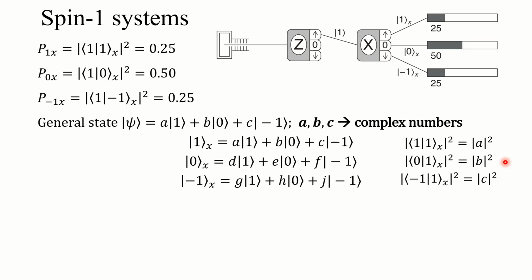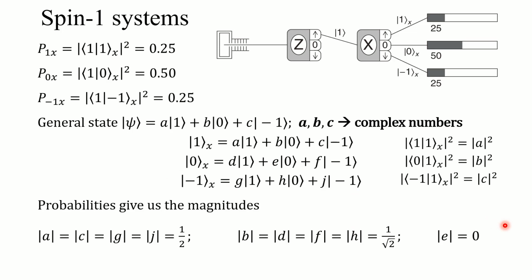That only gives us the probabilities, the magnitudes of these coefficients. We need a little bit more information to totally get the information of that state. But if we do this and then we do other Stern-Gerlach measurements, throw the 0 in there and the spin -1 state in there, and look at all those probabilities, we can determine the magnitudes of all these coefficients. And what we would end up with is the A, C, G, and J coefficients have a magnitude of 1/2. The B, F, D, and H have a magnitude of 1/√2, and the E has a magnitude of 0.